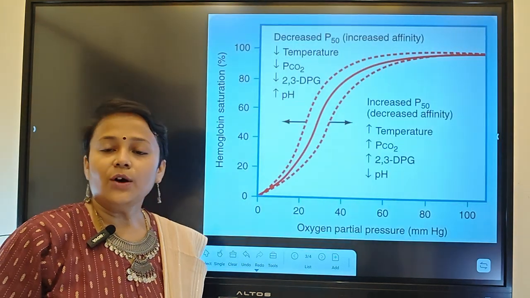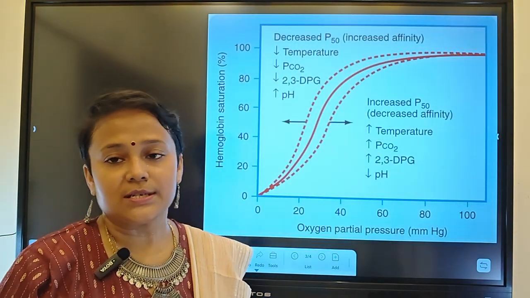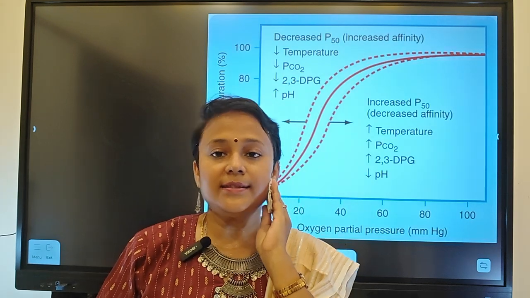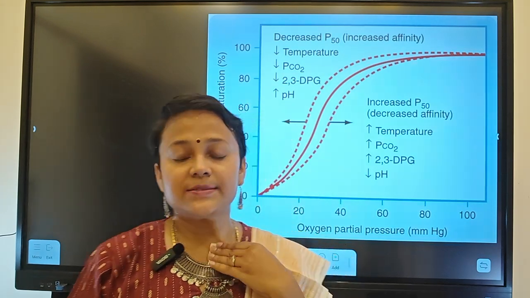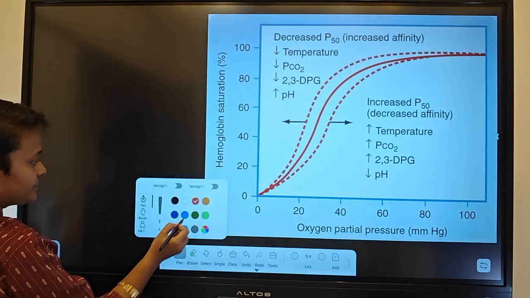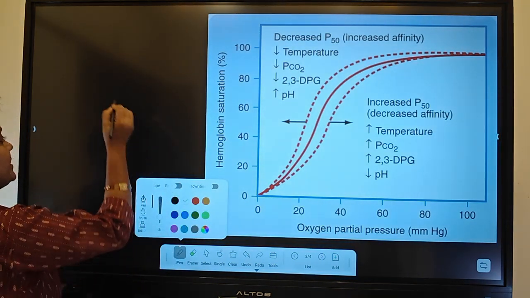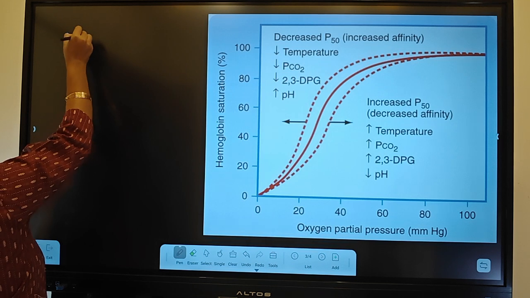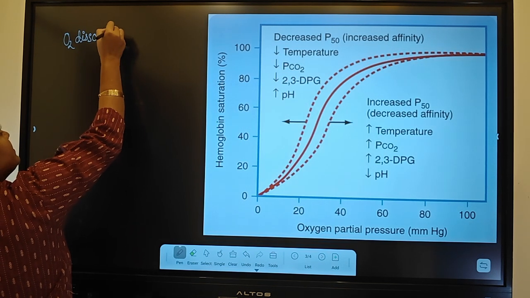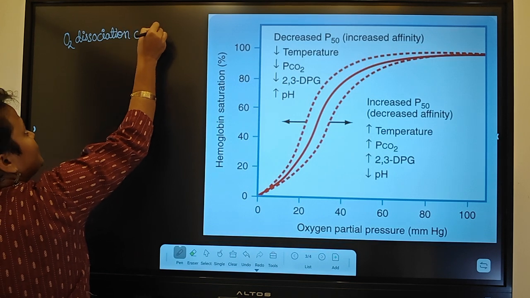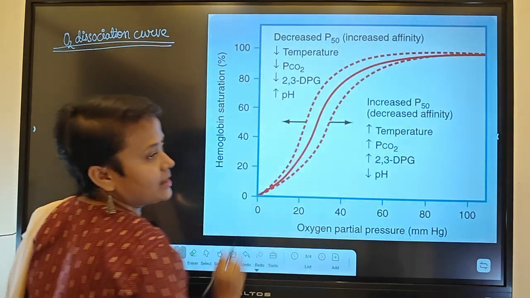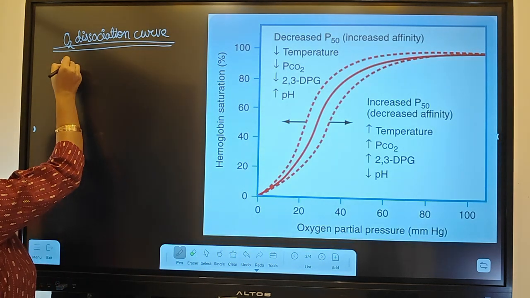Coming to now, oxygen saturation and partial pressure have a relationship, and this relationship will be explained by the oxygen dissociation curve. The curve which is displayed here is the oxygen dissociation curve. What is the nature of the curve? It is a sigmoid curve. Okay, so sigmoid.